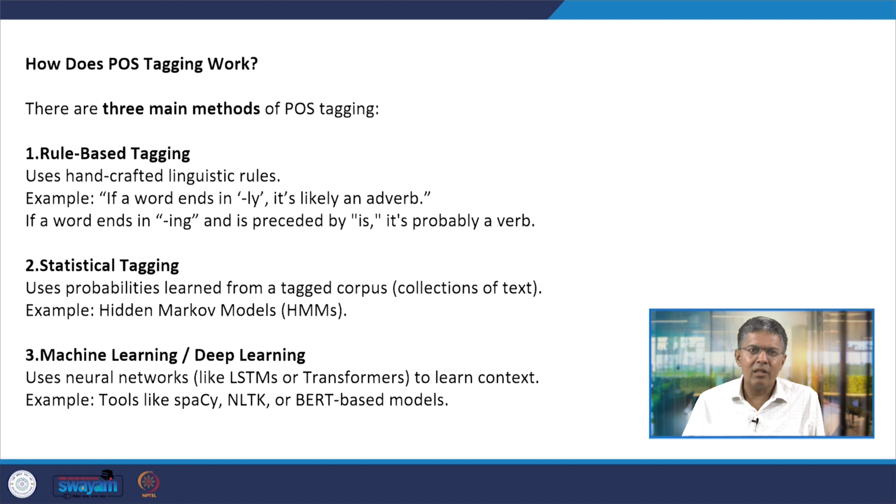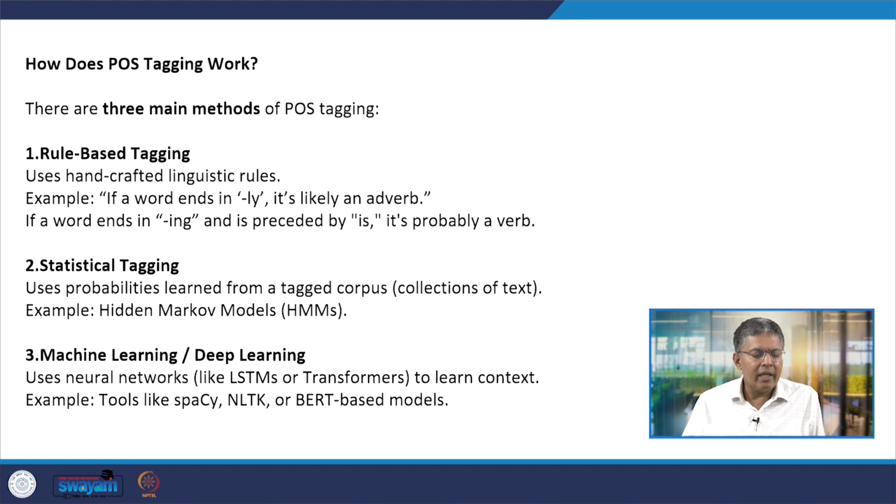So, the machine has understood through its intelligence that if a word is ending with ly, it is likely maybe an adverb, right. If a word ends in ing and is preceded by is, it is probably a verb. So, this kind of intelligence the machine has already learnt, right.